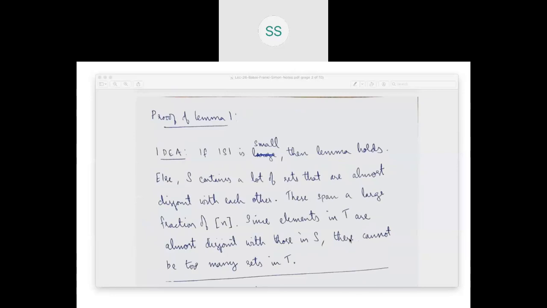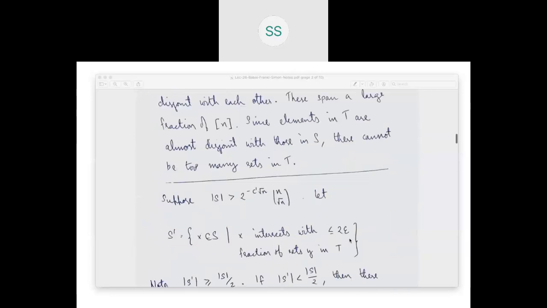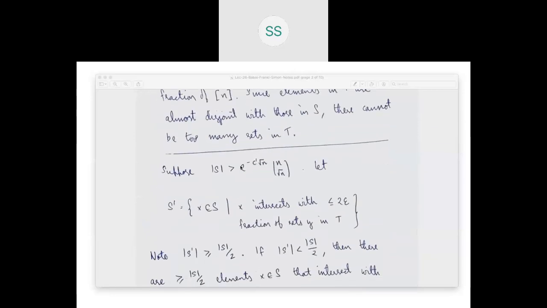Okay, the idea is if S is small, then the lemma holds. Otherwise, S is large. So we show that S contains some elements that span some fraction of the universe, and then T is restricted from choosing the remaining elements of the universe, and that limits the size of T. So we first assumed S is greater than this, and then we looked at S prime, which is a set of all elements X in S that intersects with at most 2 epsilon fraction of sets Y. Or when I say intersects with, it means it's not disjoint.